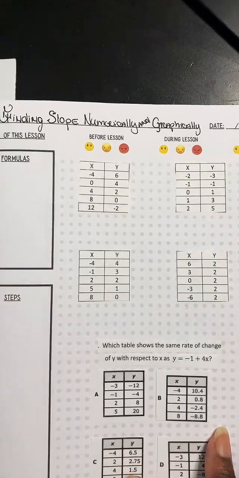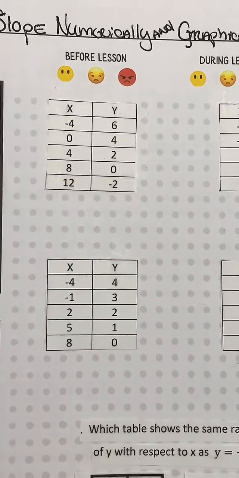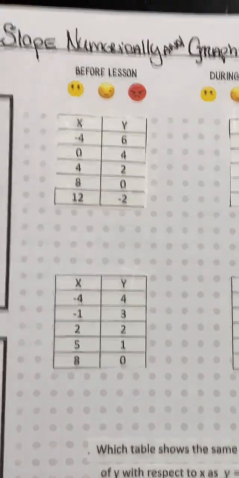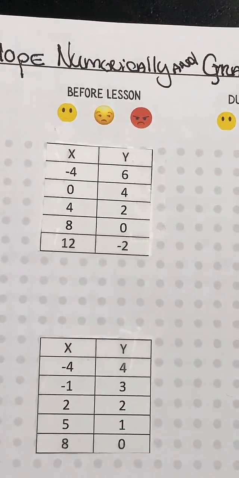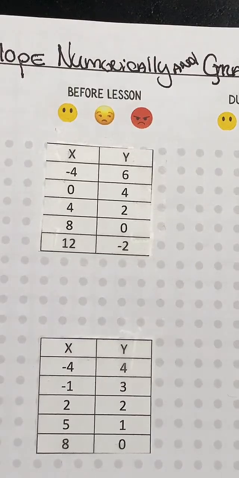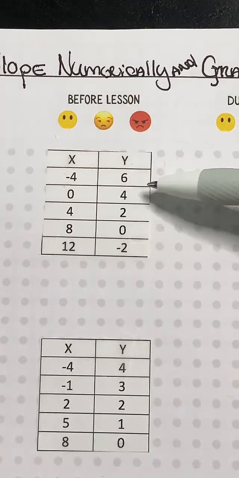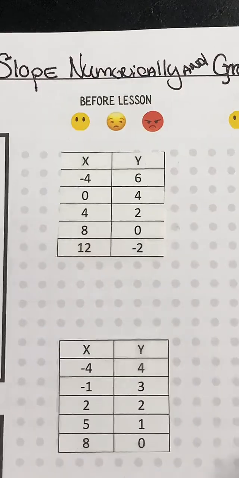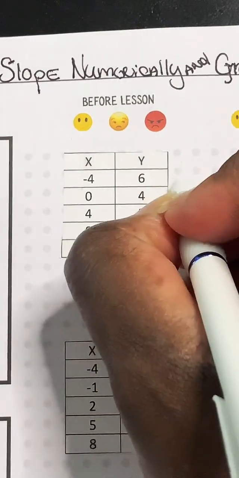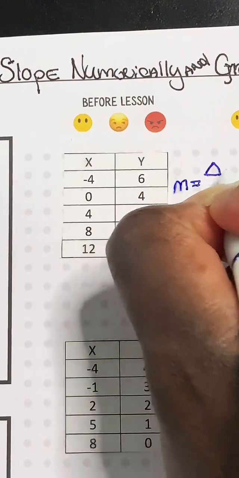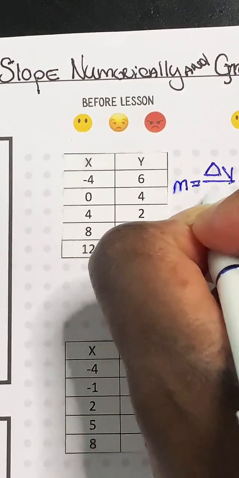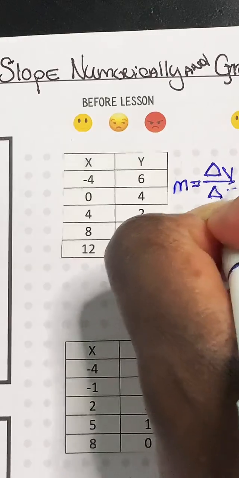Welcome. All right, so let's take a quick little zoom in here, and we're going to look at finding slope numerically. So numerically means we are going to look at what slope actually is. The meaning of slope is your change of your y's over the change of your x's.